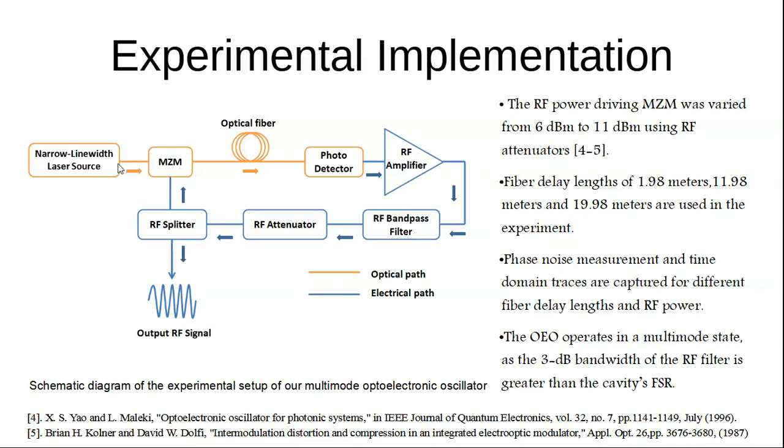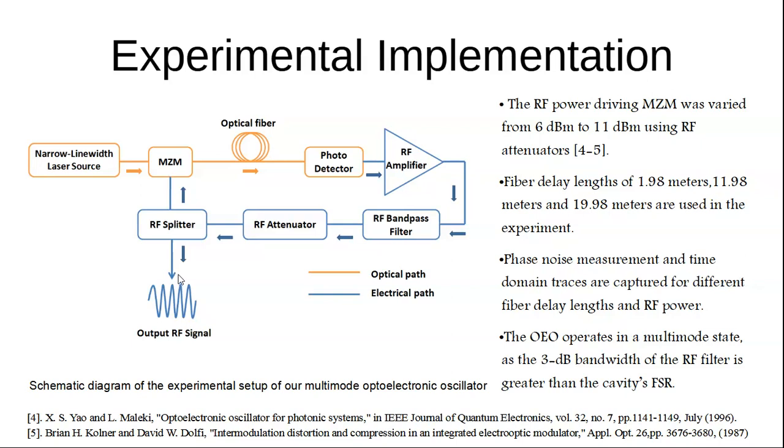Light from a narrow linewidth laser source is fed into a Mach-Zehnder modulator and travels via a polarization maintaining optical fiber and is incident on a photodetector, which converts the optical signal into an electrical signal, which is further amplified, filtered, and sent back to the RF port of the Mach-Zehnder modulator via an RF splitter. And the other arm of the RF splitter is connected to measuring devices such as an electrical spectrum analyzer or a sampled oscilloscope.